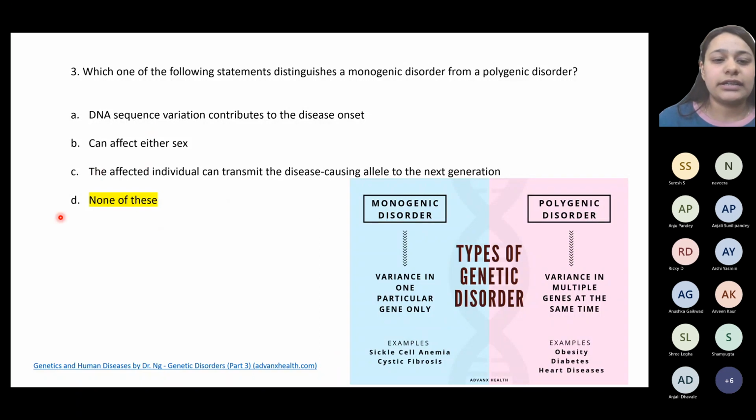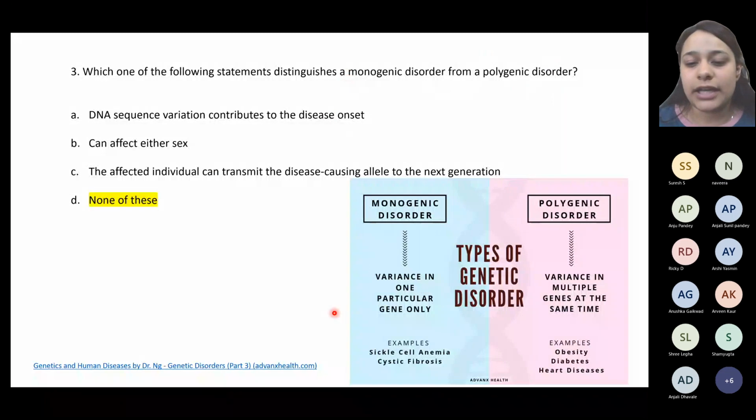Yeah. So over here, the correct answer is none of these. Why? Because what is the major difference between a polygenic and a monogenic disorder? For that, I have included this slide and I have been saying it for the past couple of questions also. What is a monogenic disorder? It is basically one in which variance is present in one particular gene only, right?